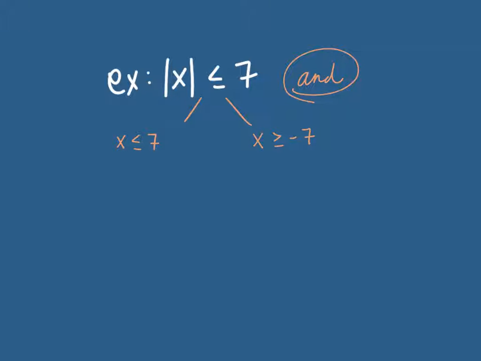So notice every time I write the negative of my number, 7 in this case, but just the number in general, I always flip the sign. It's just a good habit to get into because that's what you're going to be doing every time. Okay, so I have x has to be less than or equal to 7 and x has to be greater than or equal to negative 7. So I'm expecting to see some overlap in my graph.